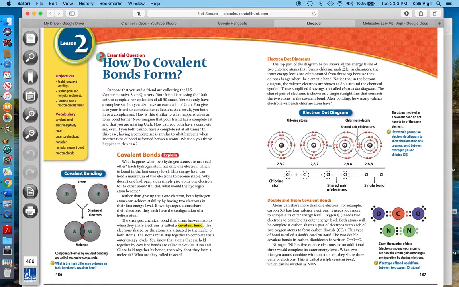The top part of the diagram below shows all the energy levels of 2 chlorine atoms that form a chlorine molecule. In chemistry, the inner energy levels are often omitted from drawings because they don't change when the elements bond. But notice that in the bottom diagram, down here, the valence electrons are shown as dots around the chemical symbol. These simplified drawings are called electron dot diagrams. The shared pair of electrons is shown as a single straight line that connects the 2 atoms in a covalent bond. After bonding, how many valence electrons will each chlorine atom have?